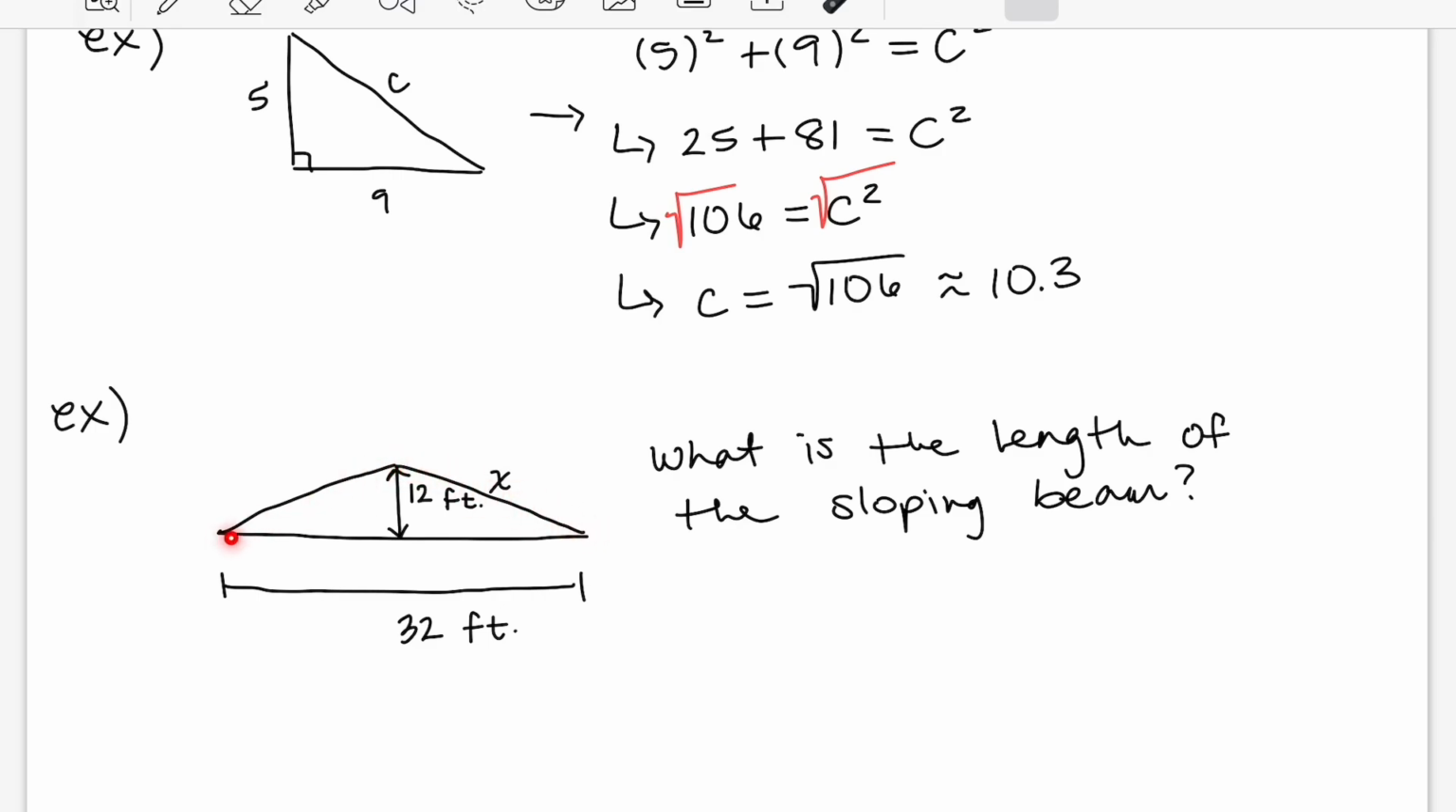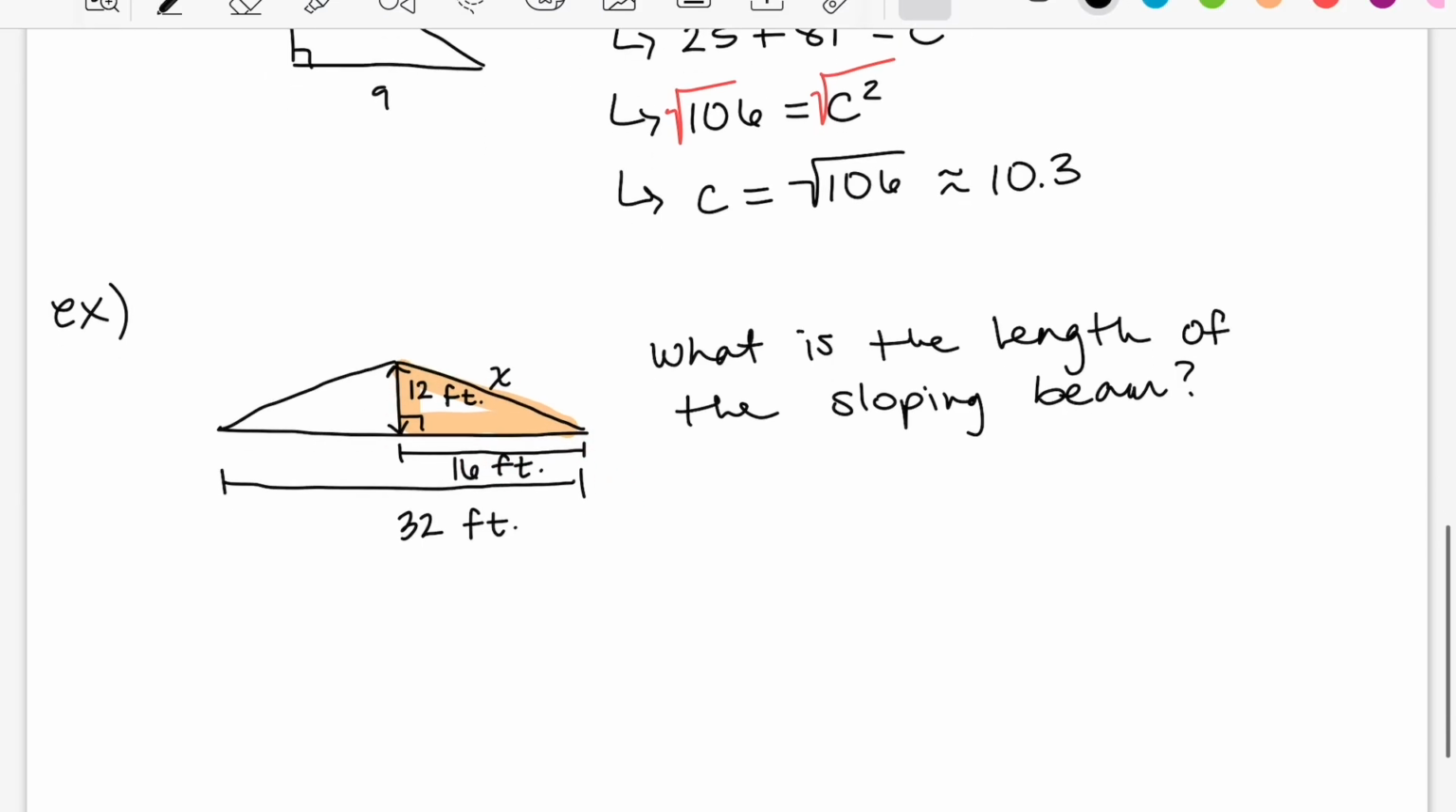Now, if you notice, we have this larger triangle here, but if we were to cut this triangle into two, so just looking at this triangle here, we end up with a right triangle. Additionally, since we're cutting this triangle into two, that means this length here is going to be divided by 2. So the length of this is going to be 32 divided by 2, which is 16 feet. All right, so we have a right triangle, and we have the length of these two sides, and we want to find the length of this longer side.